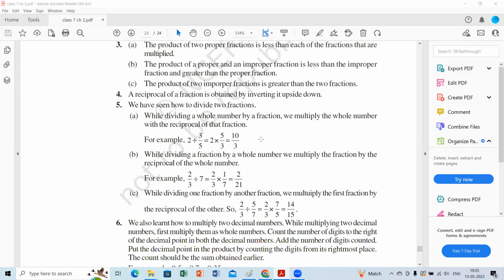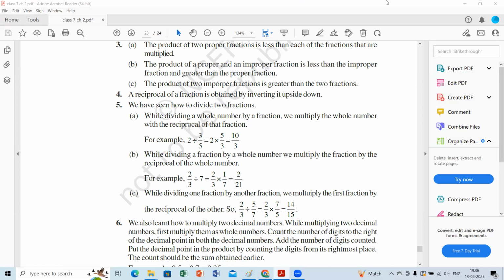Fifth point. We have seen how to divide two fractions. A: While dividing a whole number by a fraction, we multiply the whole number with the reciprocal of that fraction. For example, 2 divided by 3/5 is equal to 2 into 5/3, which is equal to 10/3.